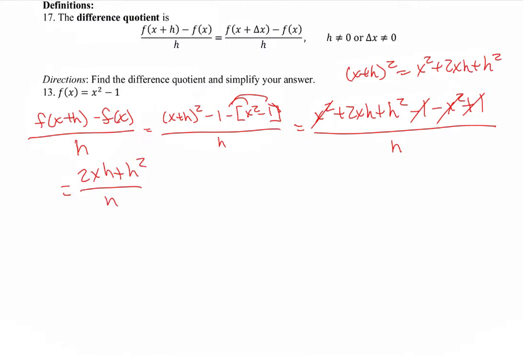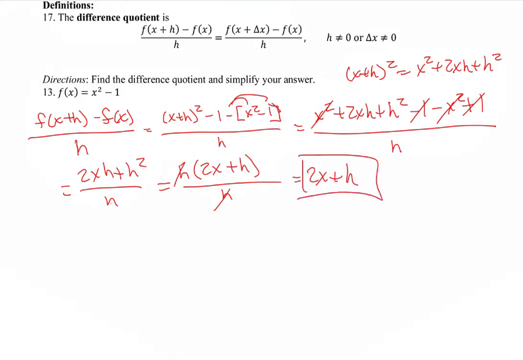Now, can we cancel this h with that h squared? Only if we factor. Remember, that plus sign is like concrete. So in order to cancel it, we have to factor it. Multiplication is like a Post-it note. We can pick it up and we can get rid of it, but only if it's multiplication. Now we can cancel. So that's 2x plus h, our final answer.